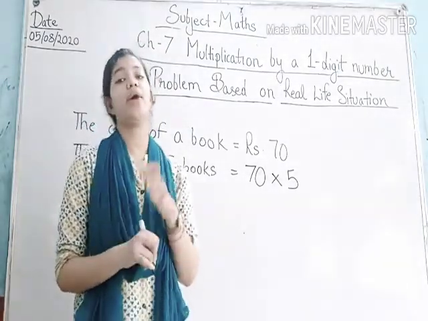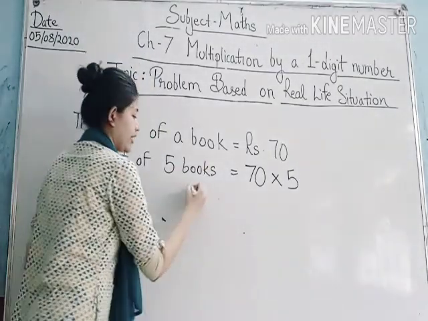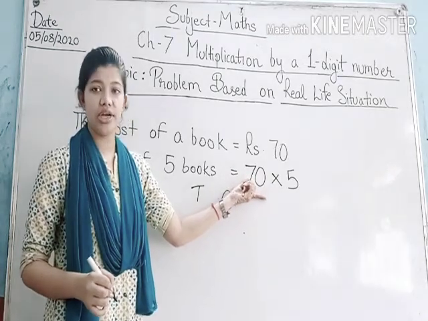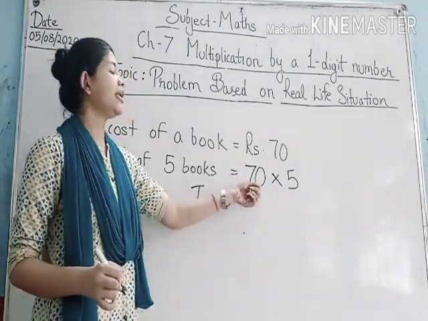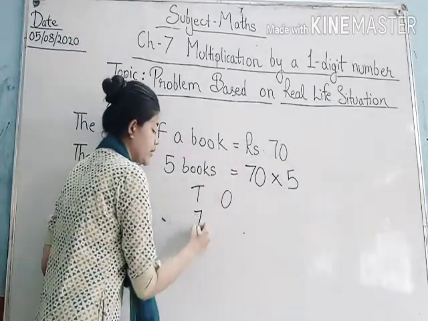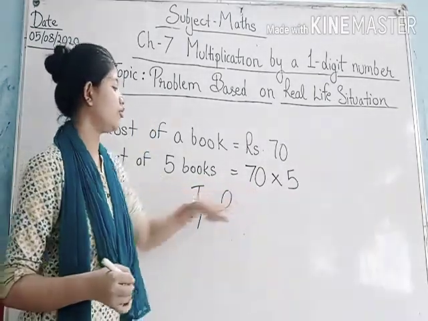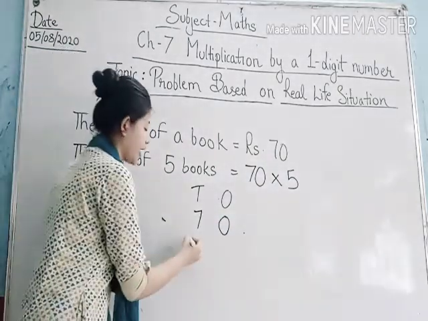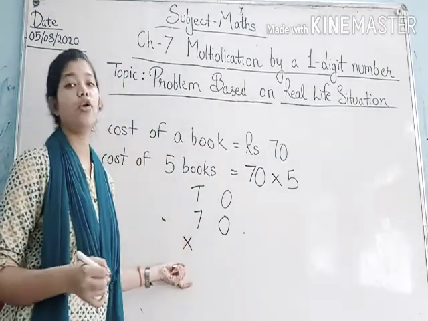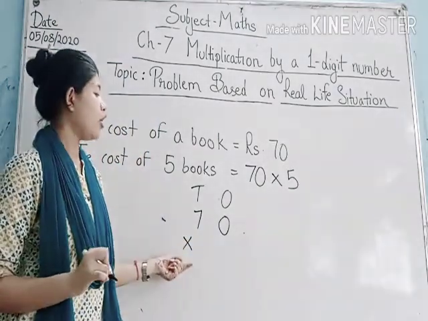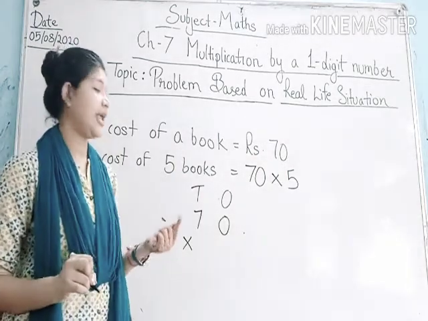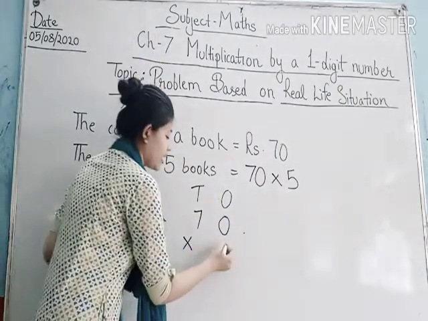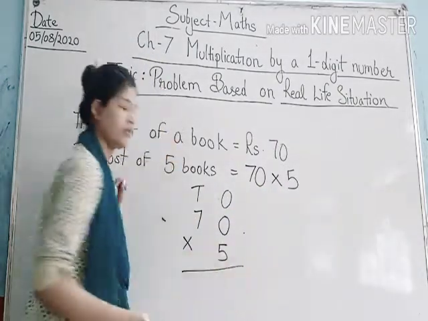Our next step is to arrange the numbers under the column of tens and ones. So look at the first number, that is number 70. In number 70, 7 will be placed at the tens place and 0 will be placed at the ones place. Now we will put the multiplication sign over here. Our next step is to write the second factor, that is 5. So we will write 5 under the column of ones.